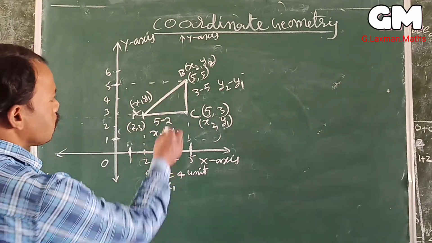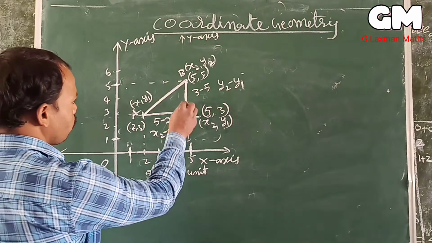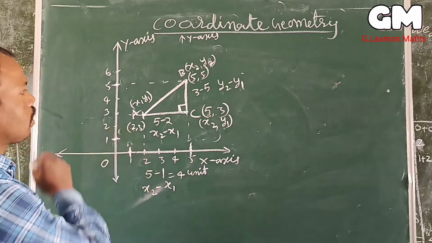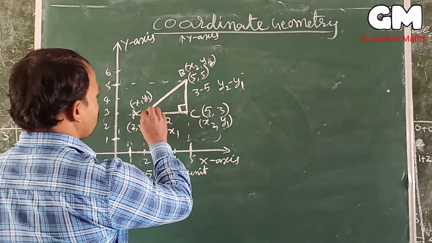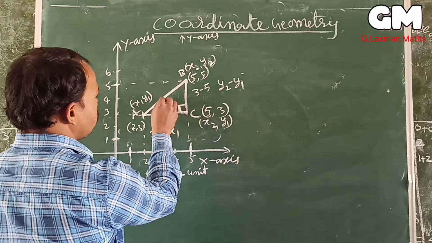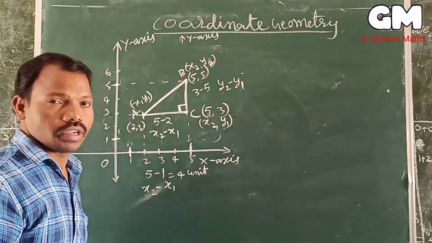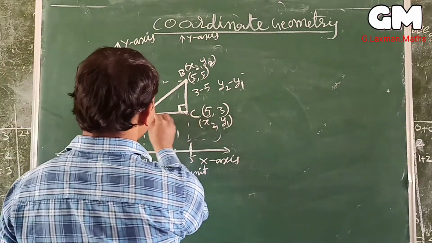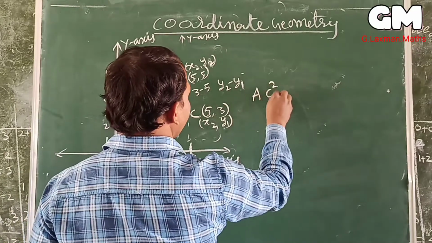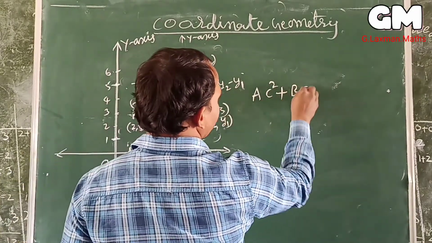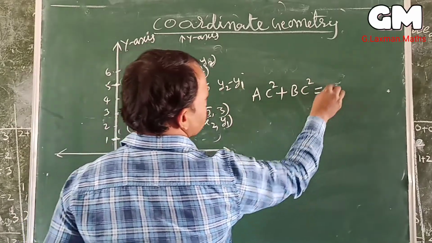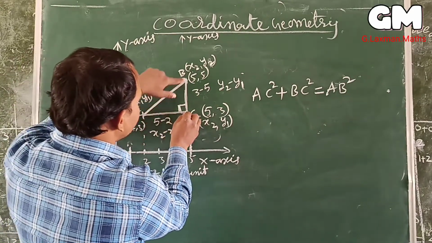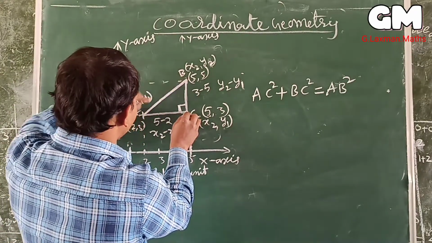We are getting what looks like a right angle triangle. So when we have a right angle triangle, what is the formula? By using the Pythagoras theorem, we can find the hypotenuse. The side opposite to the right angle is called the hypotenuse. For example, AC square plus BC square is equal to AB square.